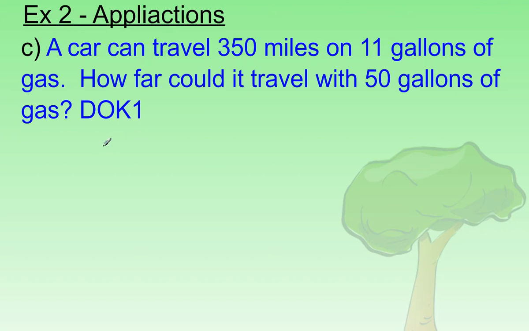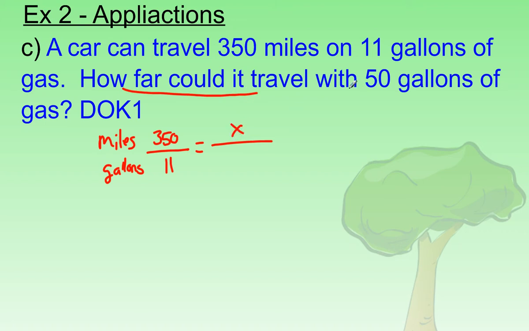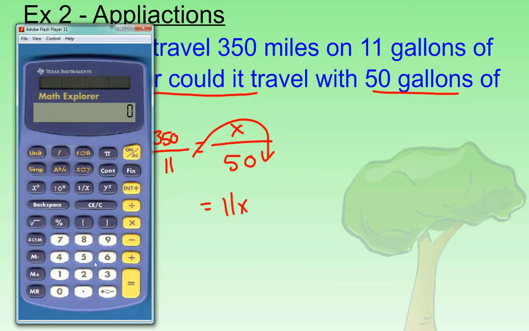So let's see here. My things I'm measuring are the number of miles and the number of gallons. So if I go 350 miles on 11 gallons of gas, how far could you travel with 50 gallons of gas? I don't know. Because the relationship is constant, I can use a proportion. And we cross multiply. That gives me 11x. The other side, I don't know. 350 times 50 is 17,500.